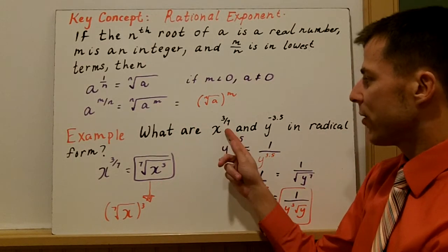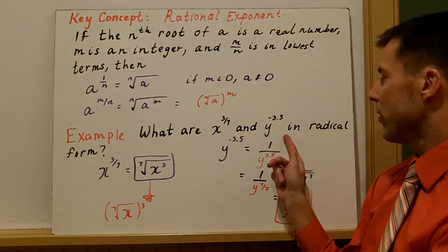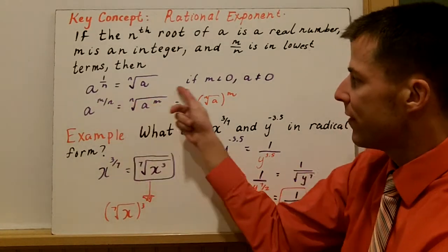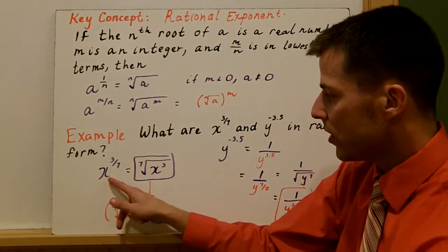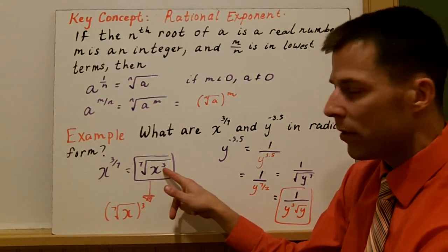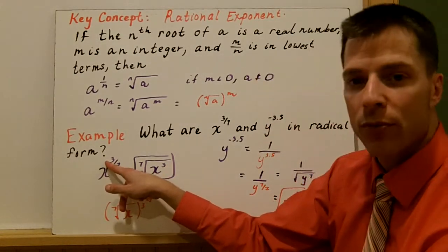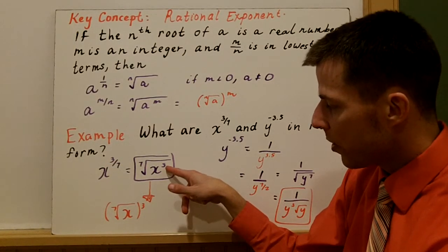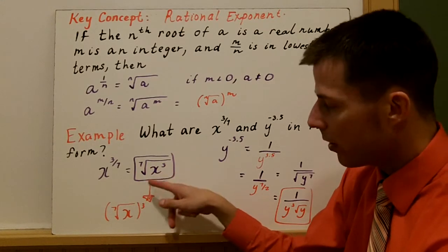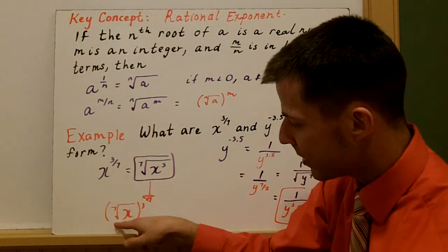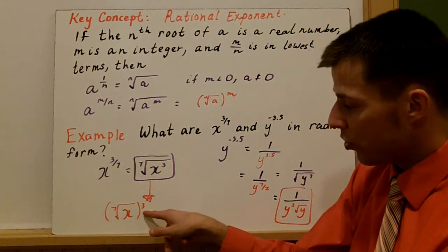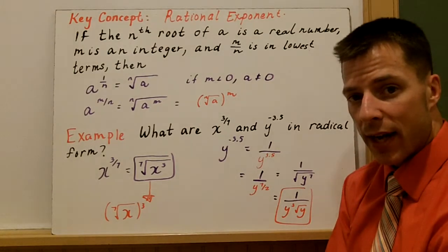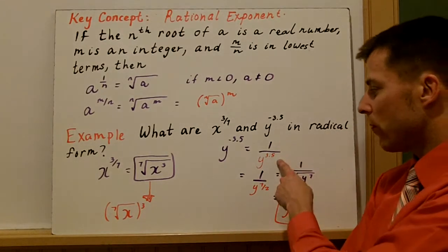What are x to the 3/7 and y to the -3/5 in radical form? X to the 3/7 is like we've been following, so this first definition really isn't anything new. It's going to be the 7th root of x cubed. The only difference here is that our numerator has changed: whereas we'd have a 1 here, now we have a 3. So that's the 7th root of x cubed, or using the second definition, the 7th root of x, that whole thing cubed. So these are equivalent.